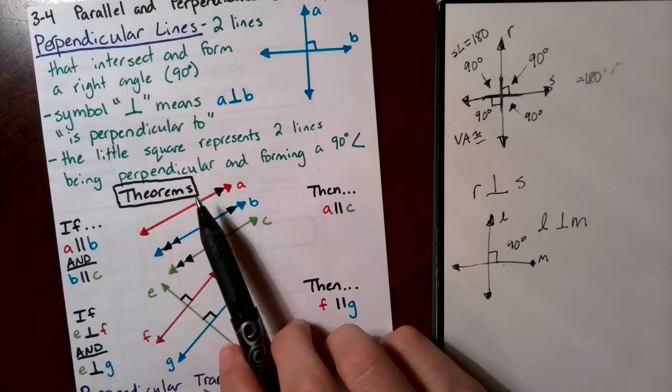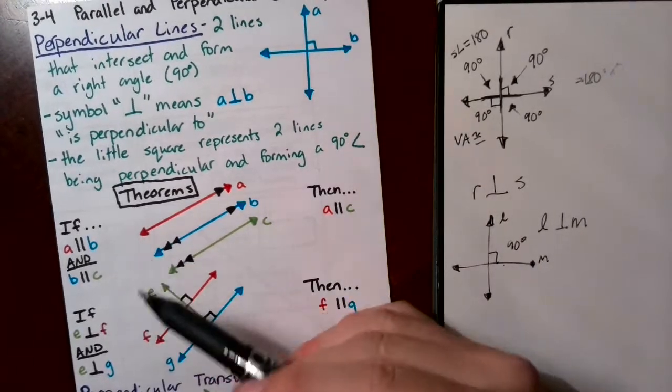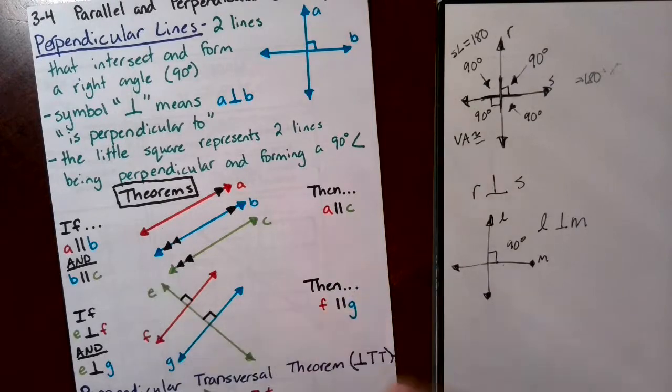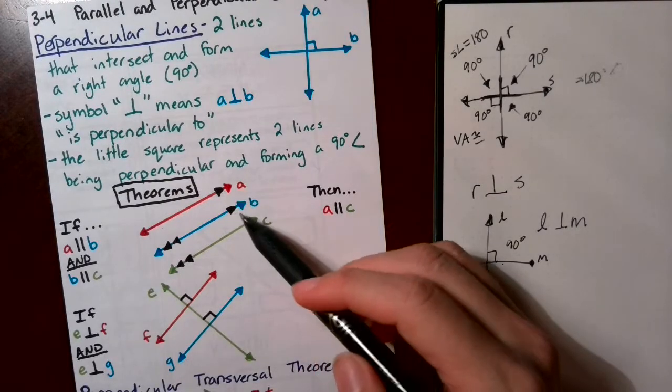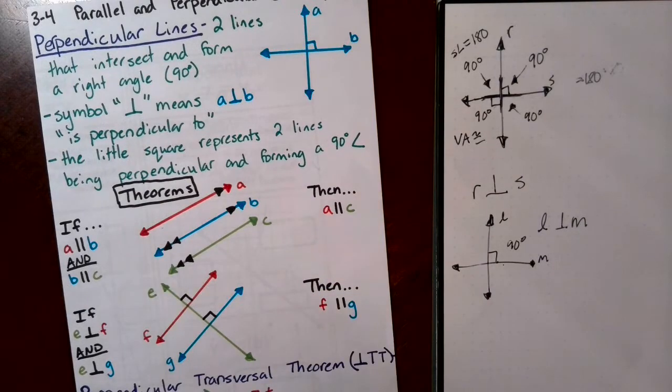You can see that right here. In this case, we can even see they look parallel, right? This theorem just says they are parallel. If they're both parallel to B, then they must be parallel to each other, okay?